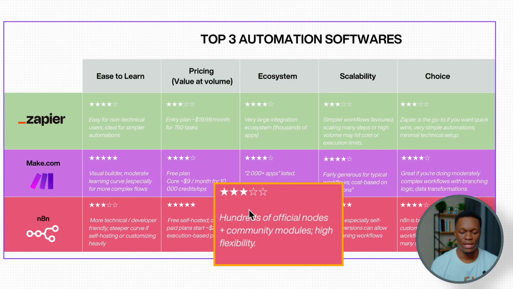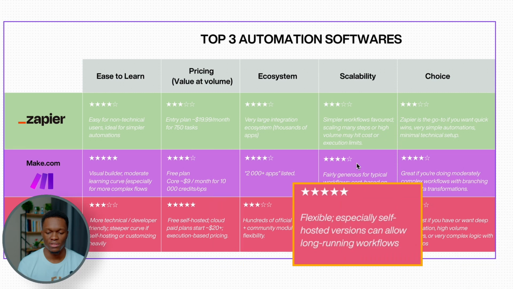Now the ecosystem, I rate it at a 3 out of 5. There are hundreds of official nodes available plus community modules, but it's less robust in my opinion than Make.com and Zapier. Now, the scalability is a 5 out of 5 because it's pretty flexible, especially for self-hosted versions.